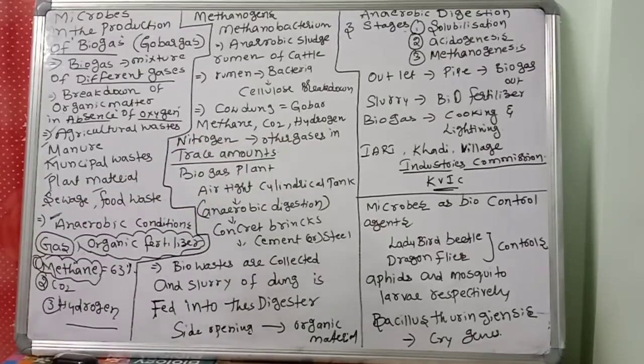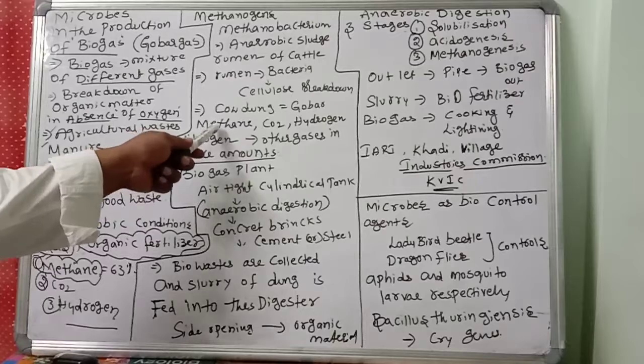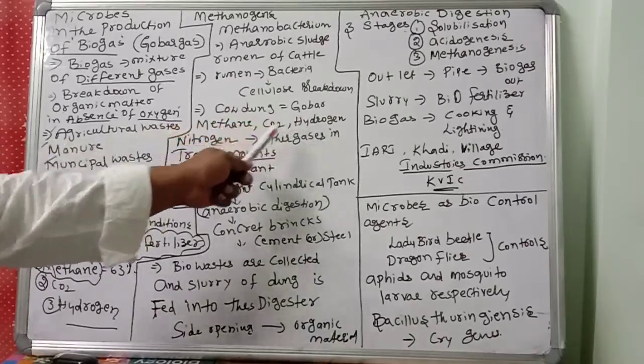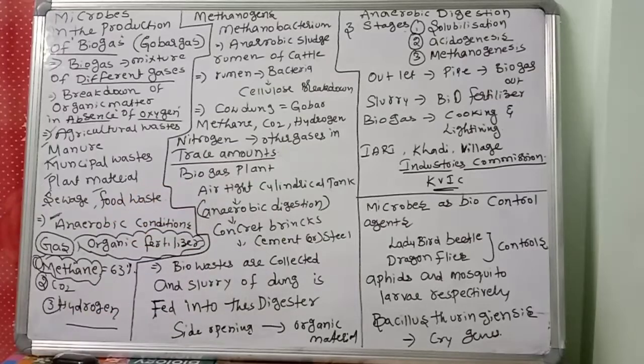Methane, carbon dioxide and hydrogen will be there. That one will be very useful for the agriculture farmers. Okay children, that is another important concept. Now methane, carbon dioxide, hydrogen, nitrogen and other gases in very little amounts, trace amounts.